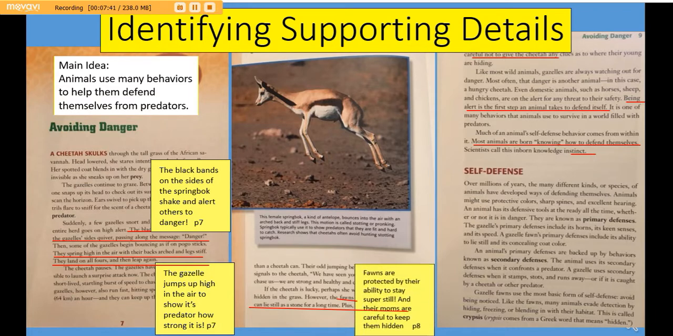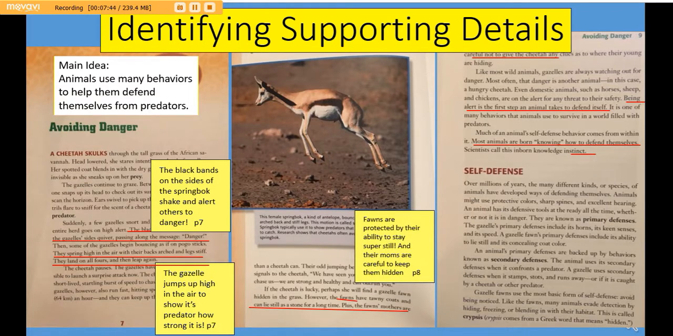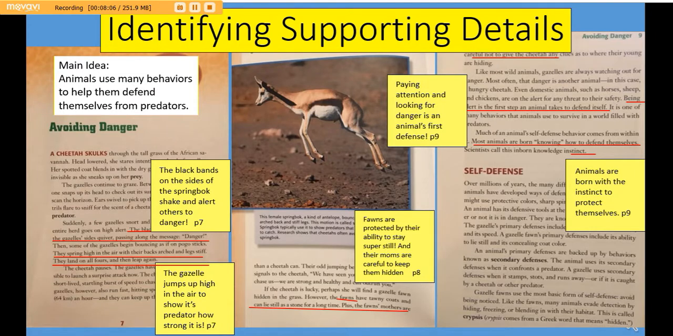Then on page 9, for being alert is the first step, I'm going to write down that paying attention and looking for danger is an animal's first defense. Page 9. I'm going to write that down and include that in my book. And then finally, the part about them knowing how to defend themselves, I'm going to write down that animals are born with an instinct to protect themselves. So those are the 3 post-it notes I'm adding to my book. Pause the video now so that you may do that as well.